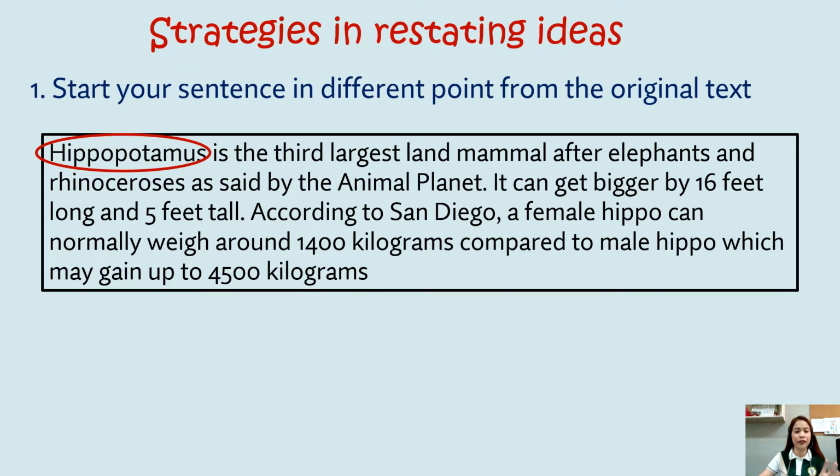So we have some strategies that can help us to restate ideas or information. Number one, start your sentence from a different point than the original text. In the given example from the passage a while ago, you see the hippopotamus is encircled, right? Notice that we started by introducing the topic, hippopotamus, followed by the supporting statements of the topic. Okay?